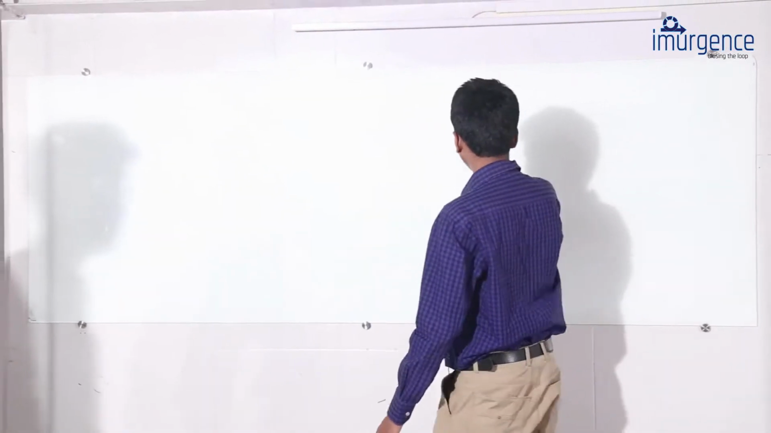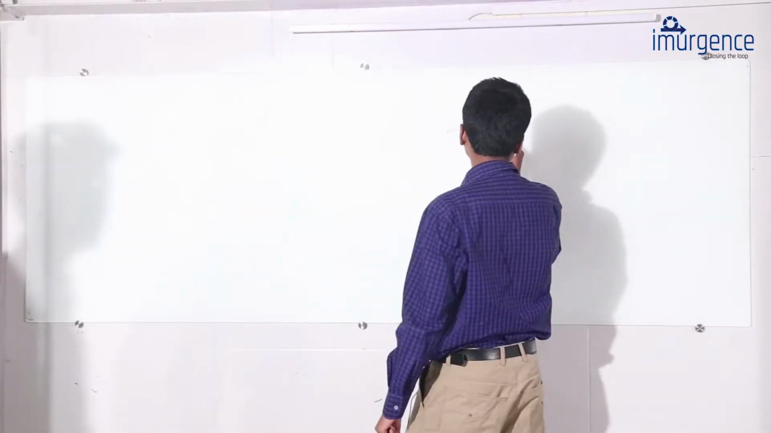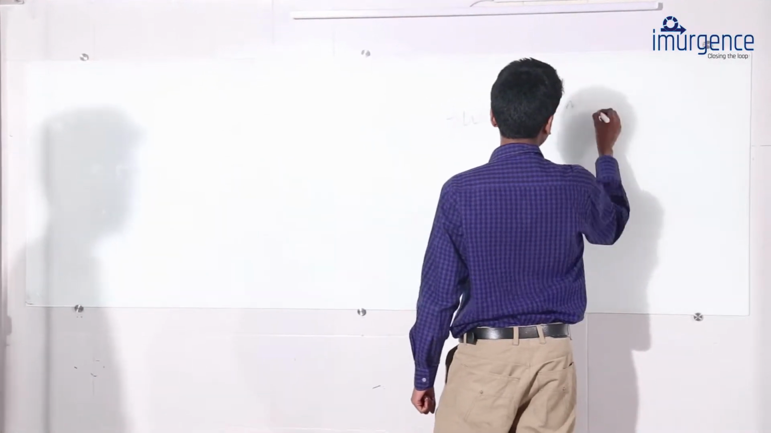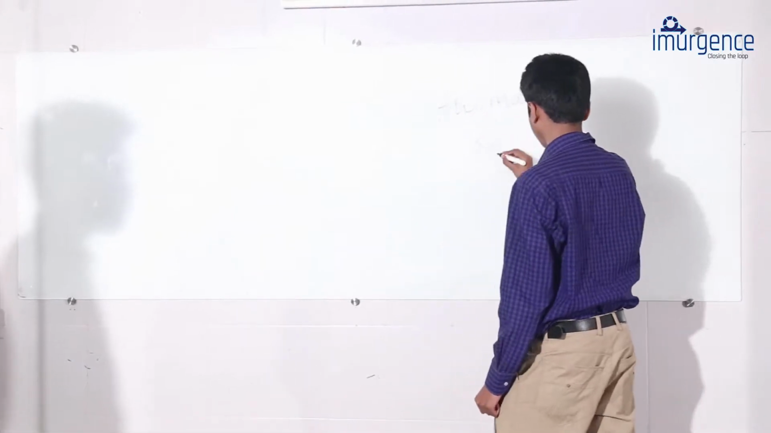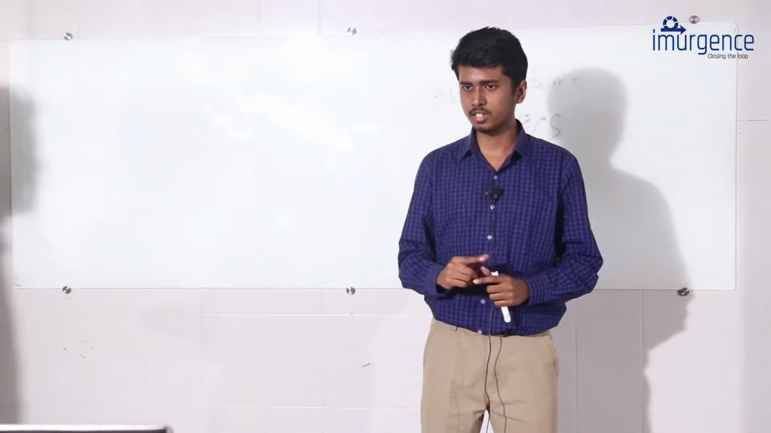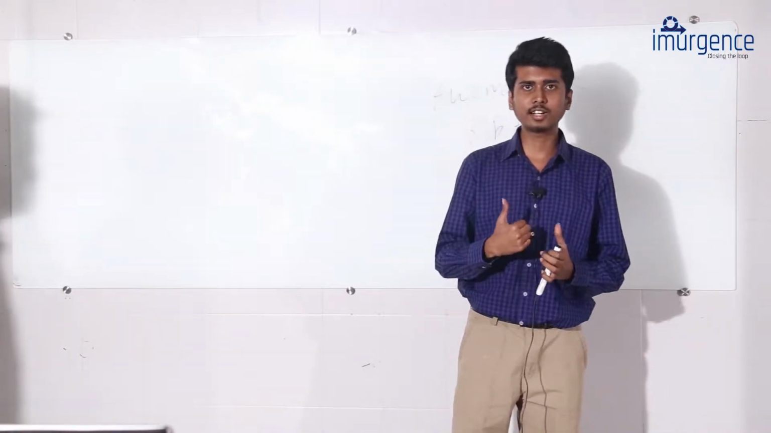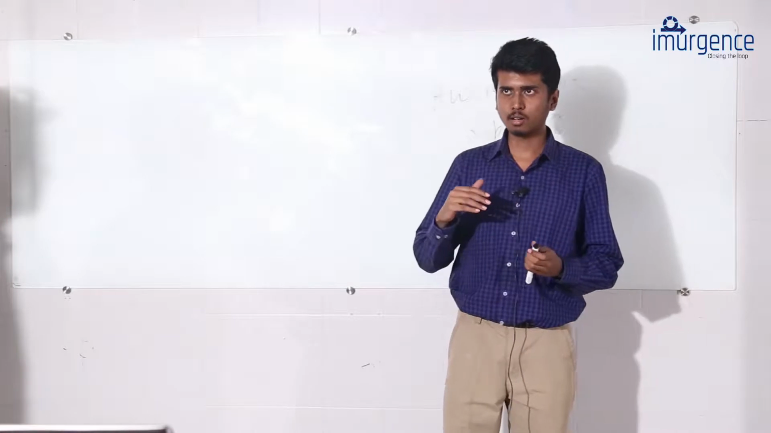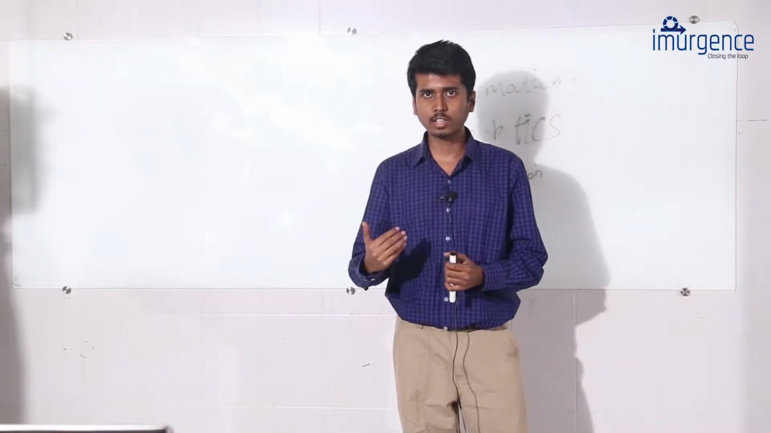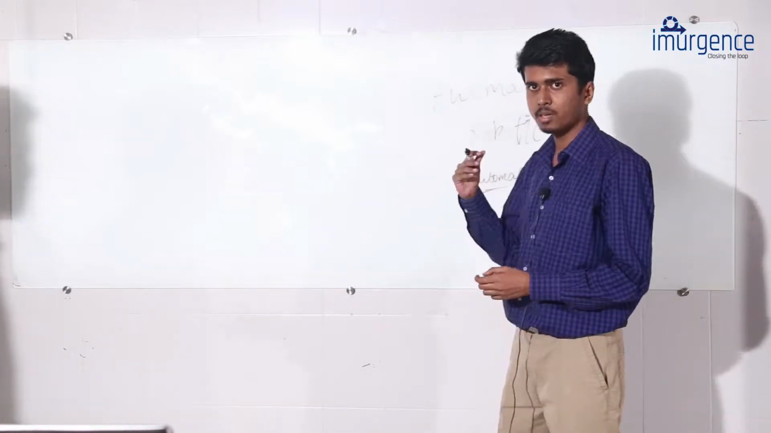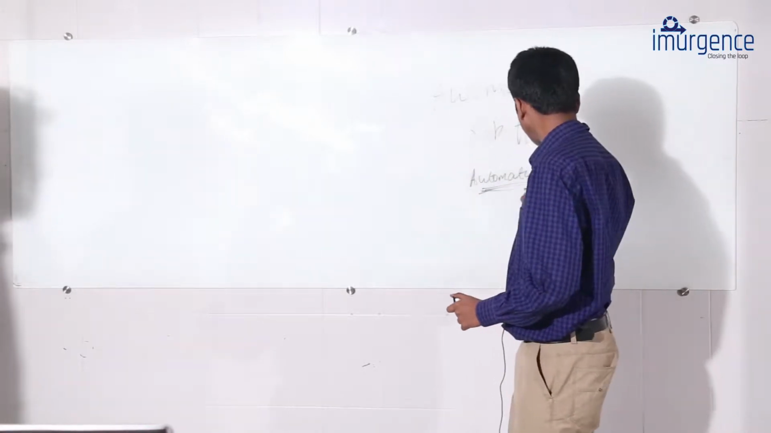So, our topic is, as I mentioned earlier, automation and robotics. So first we'll look into the definition of automation. By definition, it is the technology with which a process or a procedure is made to be done automatically without human intervention. So automation, as the name suggests, is making the process automatic.